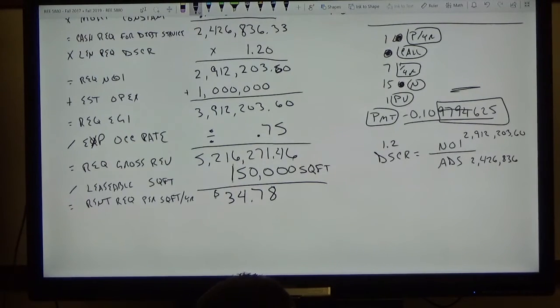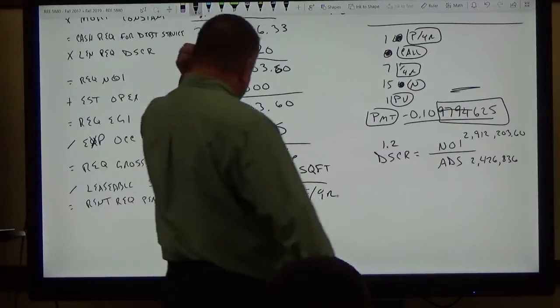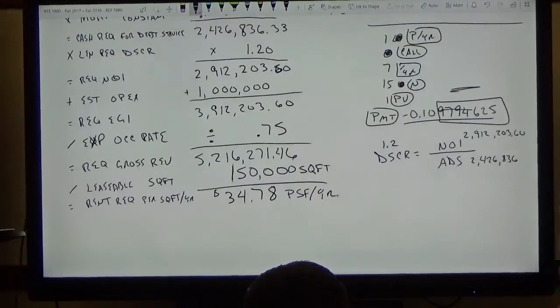$34.78 rounded. And that would be per square foot per year. Okay? Now, in this case, all this is telling us is this is what we would need to be charging for rent and achieving that rent for this property of that size. Does that make sense? Yes or no? Yes.